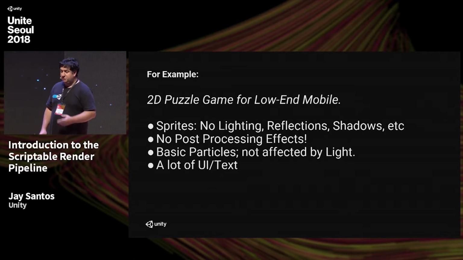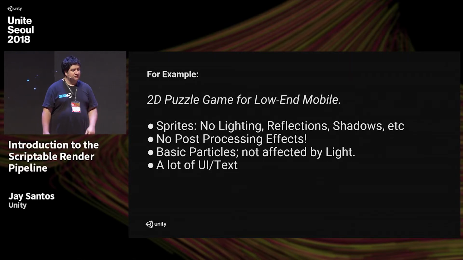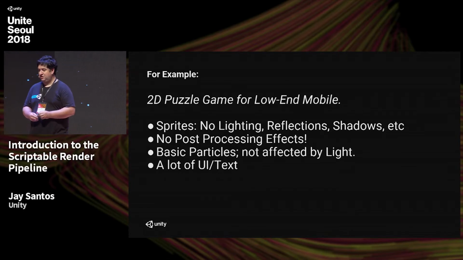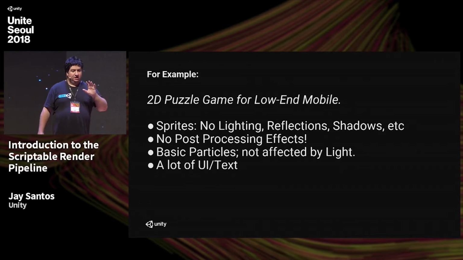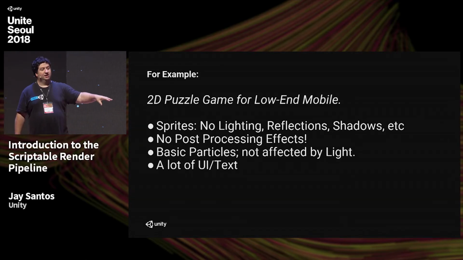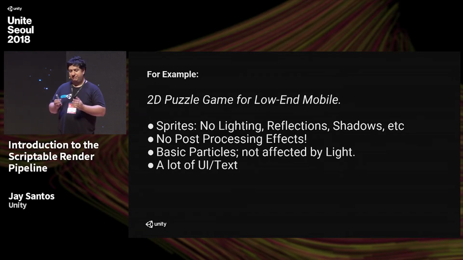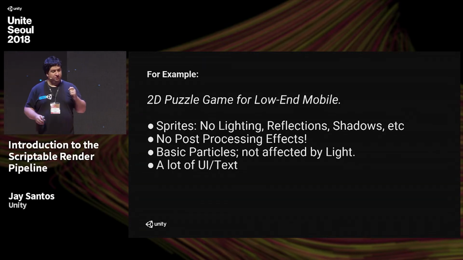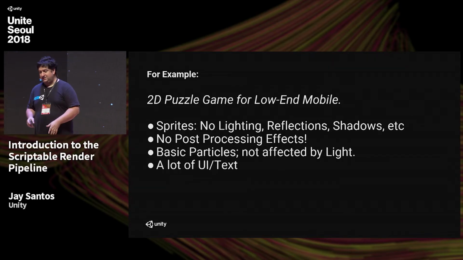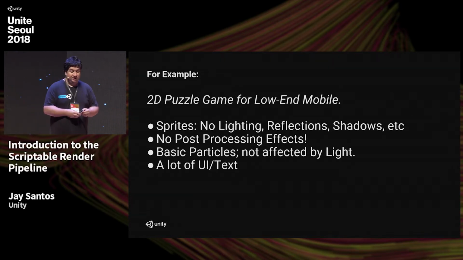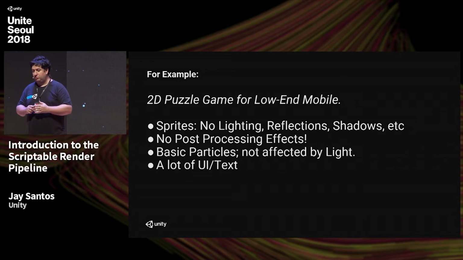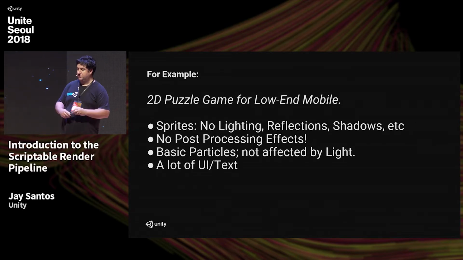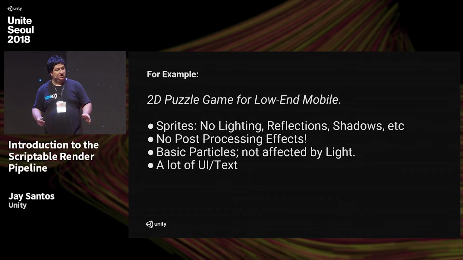And if you go all the way to the bottom, you have a 2D puzzle game for low-end devices. Say, a chess game that you want to run on a $50 Android phone. This is a very bare-bones game. It will only use sprites. It is not going to use lighting, and no post-processing effects at all. Maybe some particles and a lot of UI and text. So you see how the graphics requirements of these projects vary wildly.